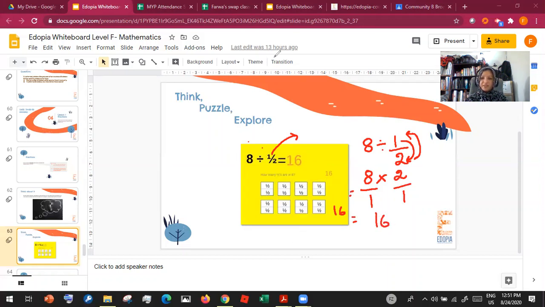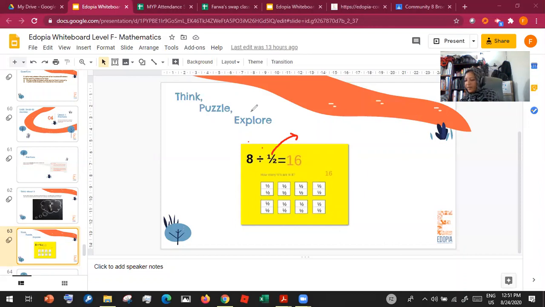Now, for instance, let's try another example. Let's say 1 by 2 divided by 3. Now, remember the question, what it says. The question means half divided by 3.